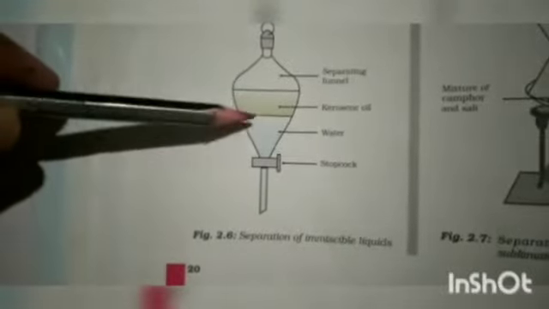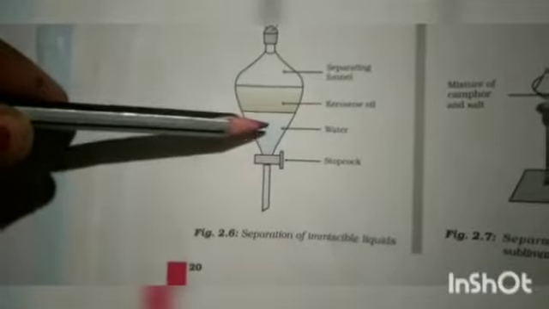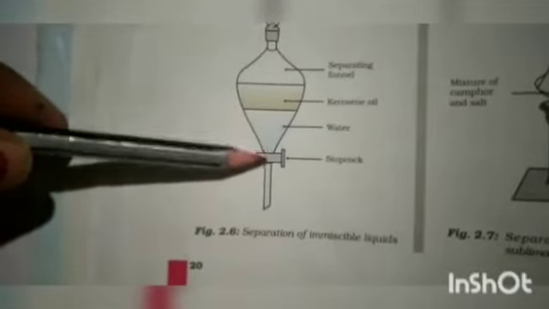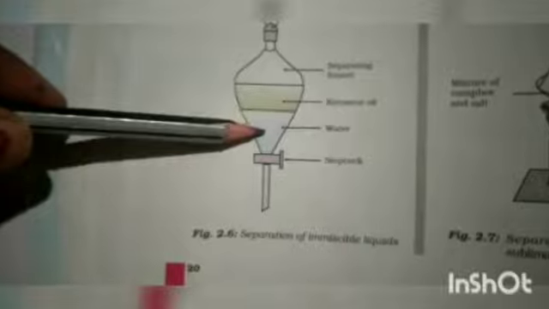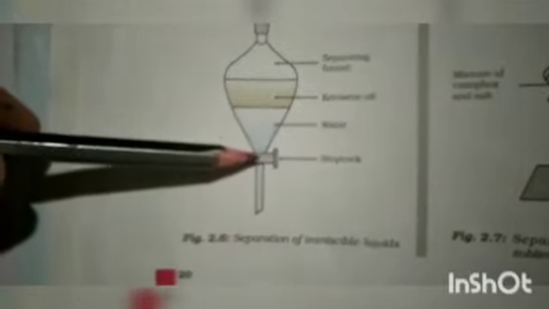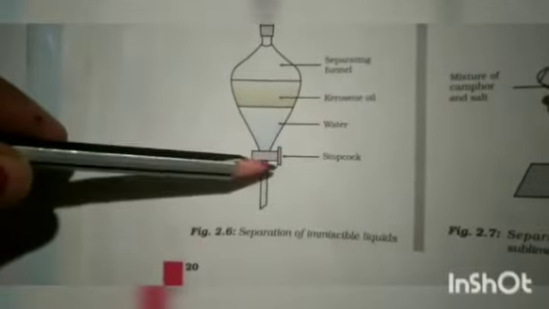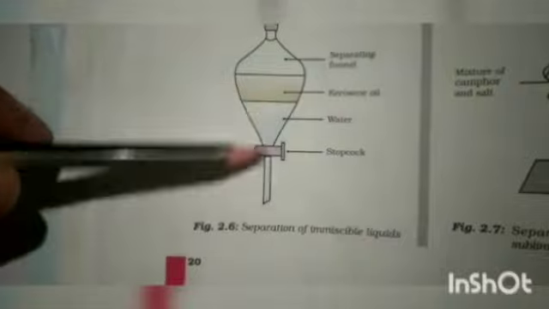Okay, when you open the stopcock of the separating funnel and pour out the lower layer of water, carefully you have to close this stopcock of the separating funnel as the oil reaches the stopcock.